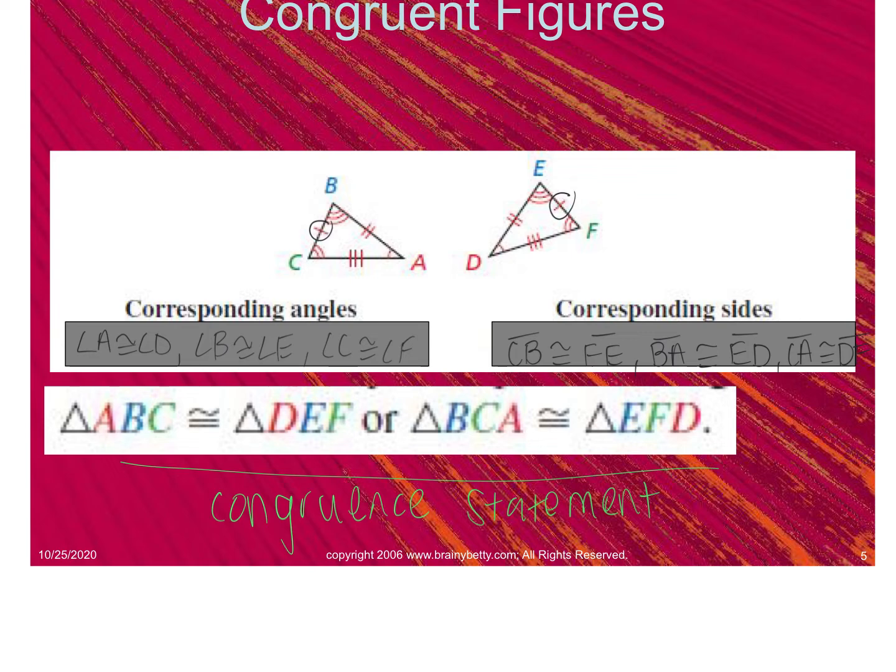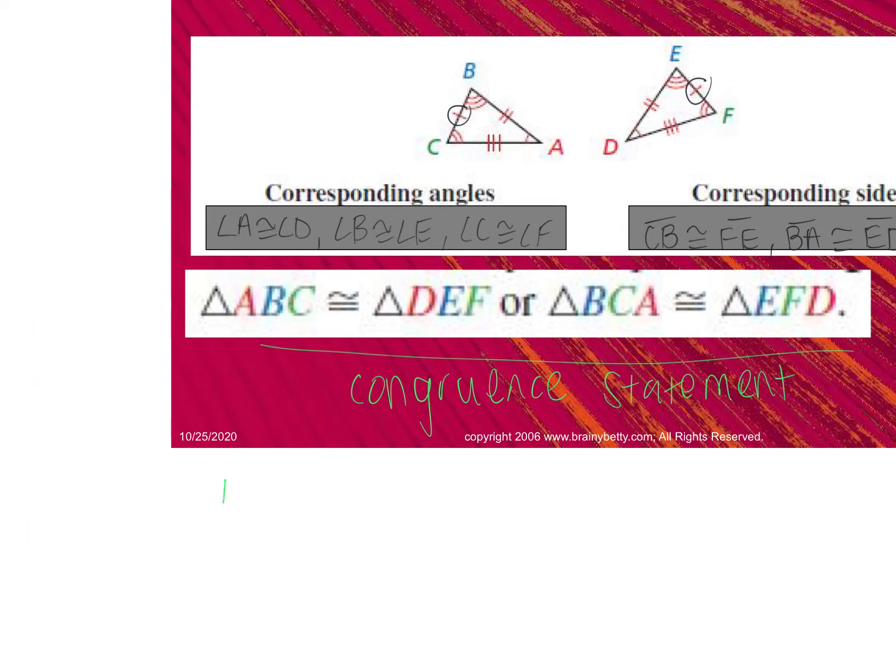Do you guys see that? The congruent angle to angle B was what? E, right? And the congruent angle to angle C was F. So if it's in the first position, it has to be in the first position of the other triangle. Do you guys see that? I'm going to write one that's going to be wrong.